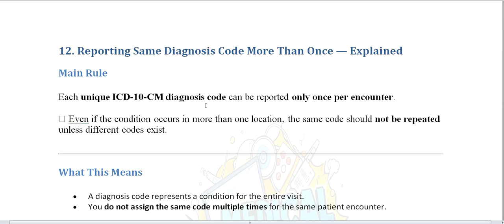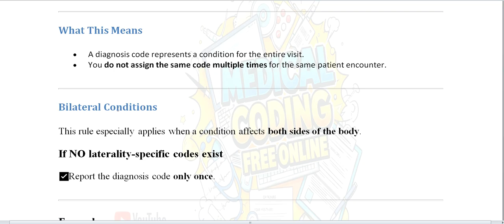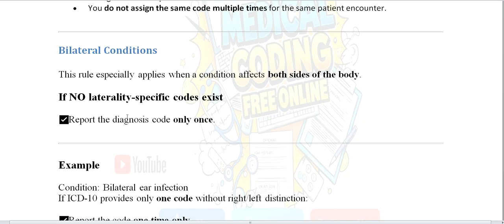Each unique ICD-10 diagnosis code can be reported only once per encounter. Even if the condition occurs in more than one location, the same code should not be repeated unless a different code exists. That means a diagnosis code represents the condition for the entire visit. You do not assign the same code multiple times for the same patient encounter. Bilateral condition: this rule especially applies when a condition affects both sides of the body. If no laterality-specific code exists, report the diagnosis code only once.